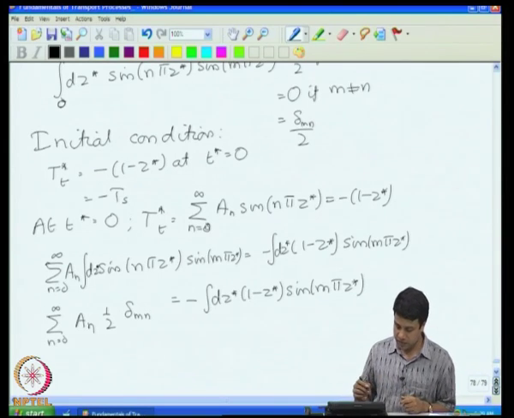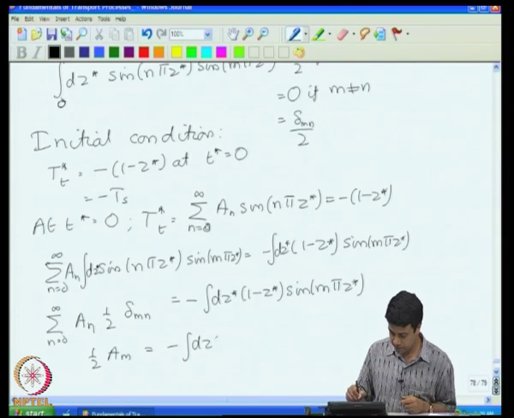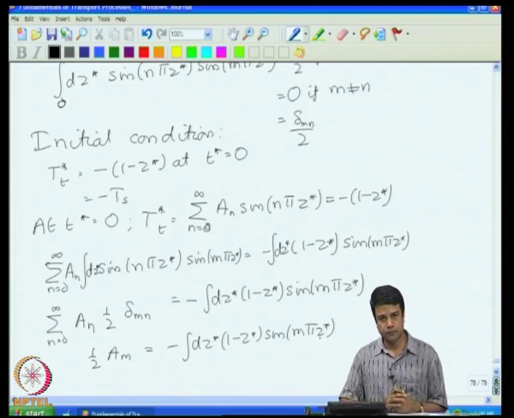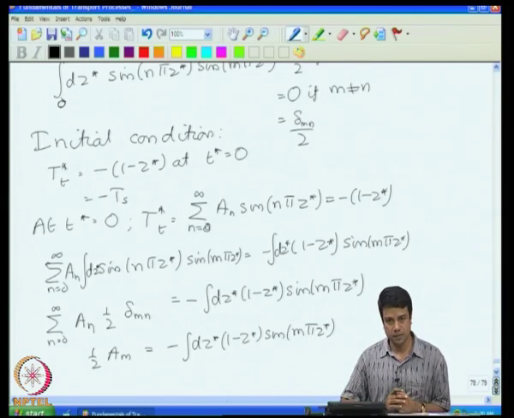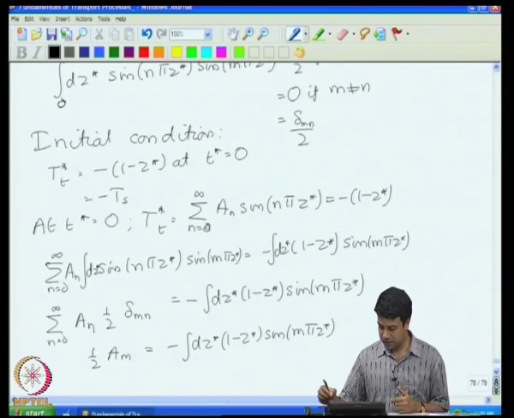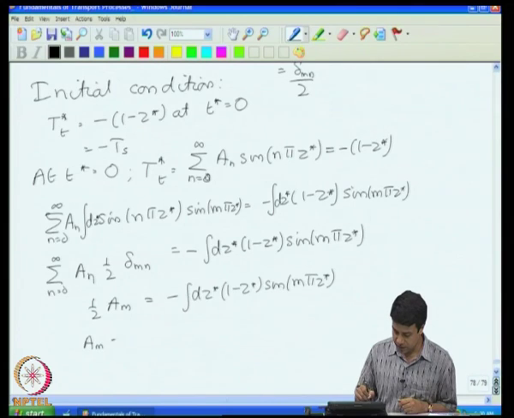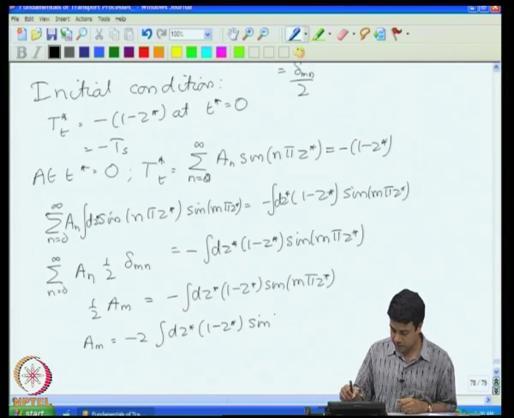So, since this summation is non-zero only when n is equal to m, it can effectively be written as half a m. So, this now gives us each and every one of the constants in that expansion. So, a m is equal to minus 2 times the integral dz star of 1 minus z star times sine of m pi z star.